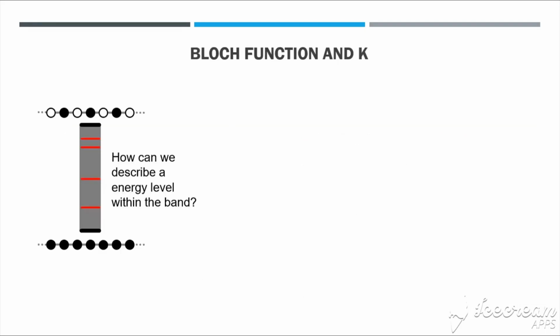Now we have a band of energy, but how are we going to describe or distinguish the orbitals within this band? There must be a way to specify which energy level corresponds to which orbital within the band, and how many nodes are associated with a specific orbital.